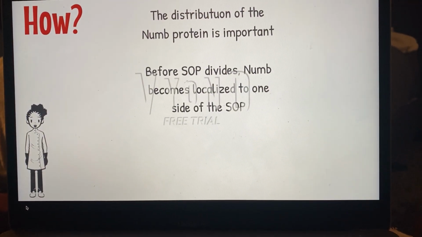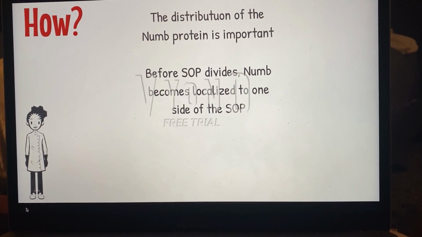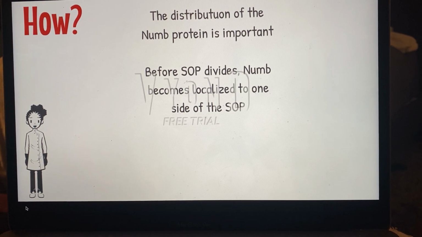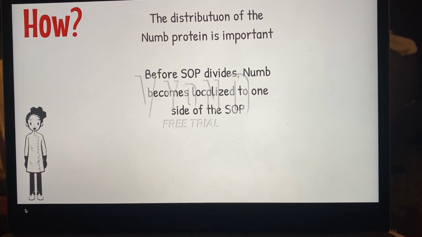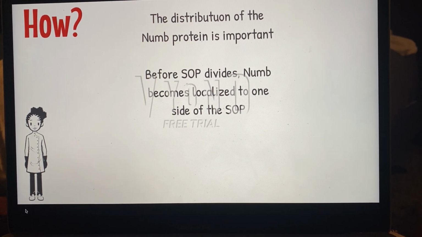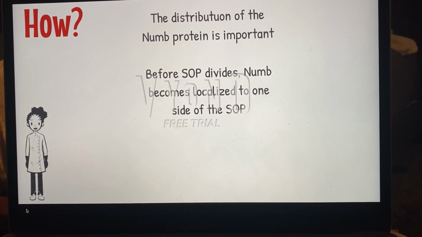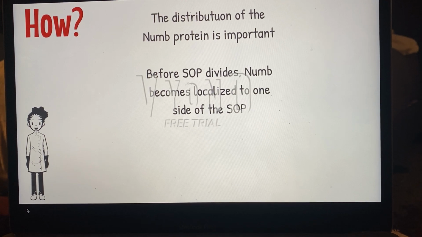How does this happen? Well, the distribution of NUM is critical. Before the SOP divides, NUM localizes to one side of the SOP and is preferentially inherited by one of the two daughter cells. This occurs in further divisions as well, giving rise to cells with different fates within the SOP lineage.